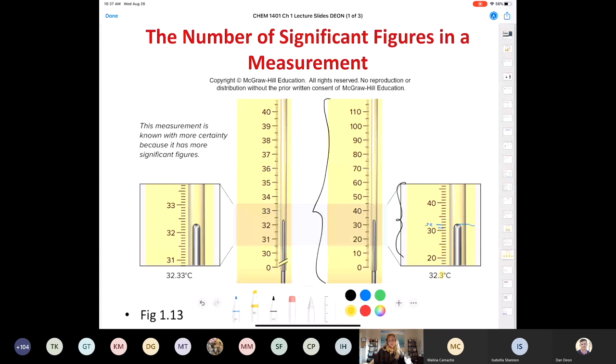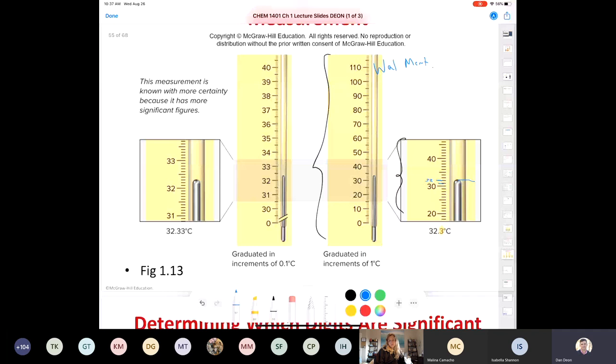Now, this thermometer was purchased at Walmart. The thermometer on the left is from Target, the store where I walk in, alarms start going off, like, you can't afford to shop here, buddy, you don't earn enough. Target, a very expensive store.